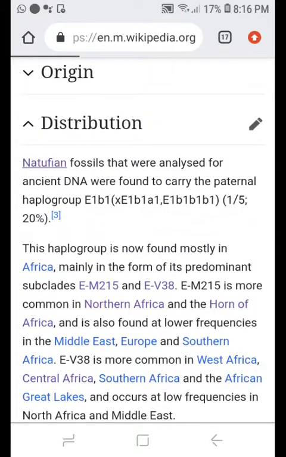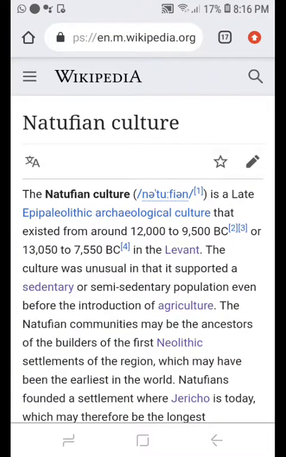Let's hit Natufian. Let's see who these Natufian fossils were. Let's see where they found these fossils of our people. All right, that's what I'm saying. Okay, Natufian culture is a late Epipaleolithic archaeological culture that existed from, that's the time what they say. They're trying to mix up the time. They actually know the time, but they don't want people to know. They don't want to tell the truth about it.